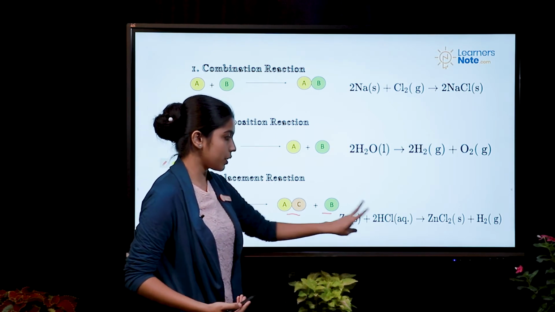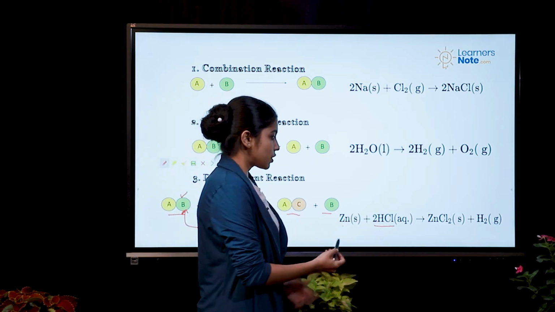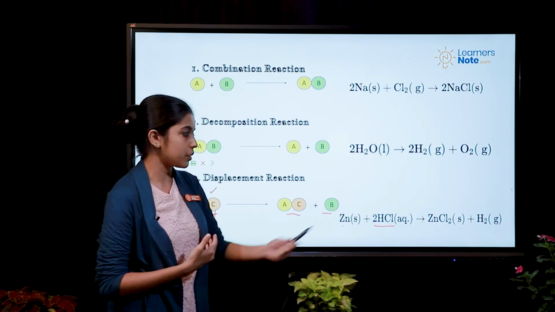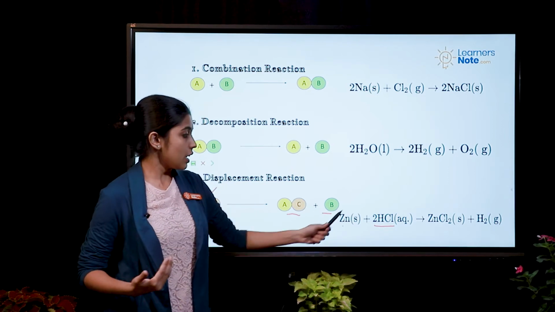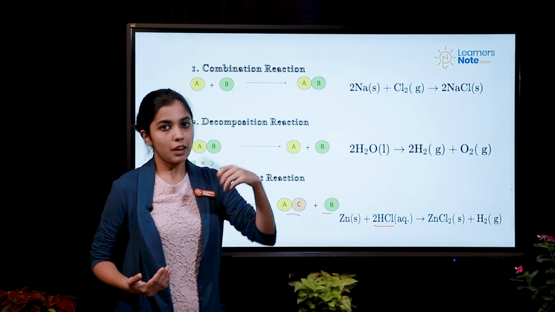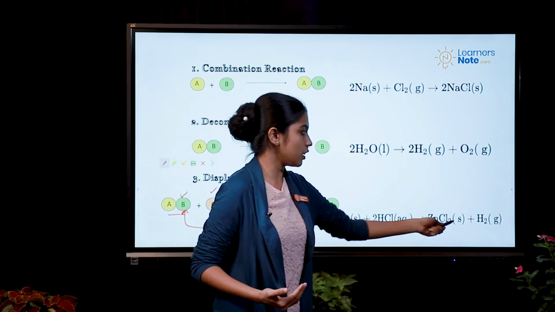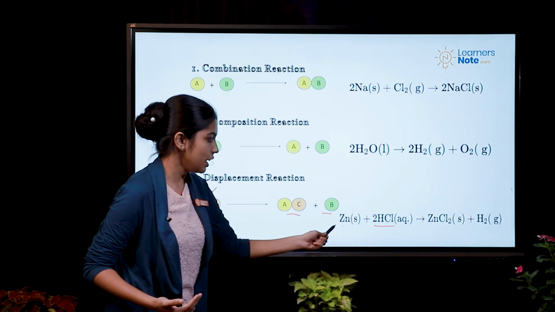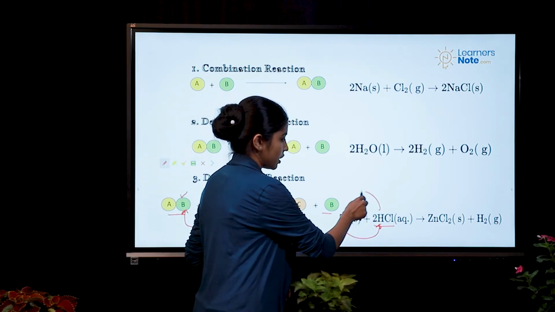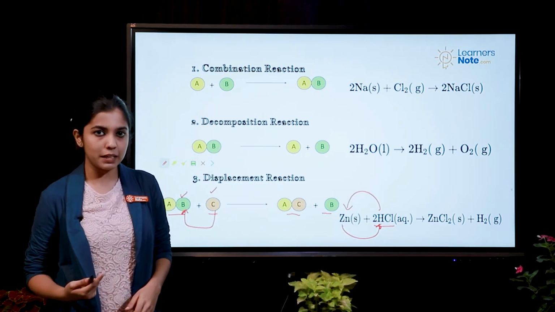Here you have two reactants, zinc and an acid, which is HCl. Zinc is a more reactive component compared to hydrogen. So zinc will displace hydrogen, and hydrogen will be the other product that you get. You get zinc chloride and hydrogen. Zinc comes and sits in the position of hydrogen, and hydrogen is left out. That is what happens during a displacement reaction.